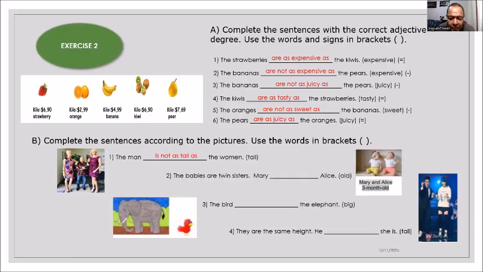Picture 2. The babies are twin sisters. Mary is as old as Alice. Picture 3. The bear is not as big as the elephant. Picture 4. They are the same height. He is as tall as she is.